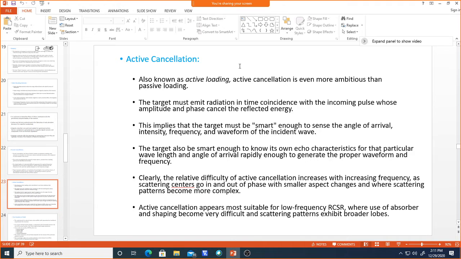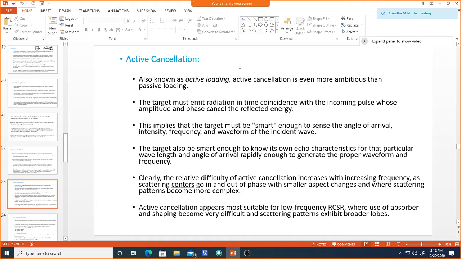So that's why we try to go for active cancellation. What active cancellation will do is, the target itself has to read the incident energy, its phase and magnitude, so that the target itself will cancel whatever energy is coming from the incident wave. The target should adapt in such a way that it cancels the amplitude and phase of the incoming pulse.